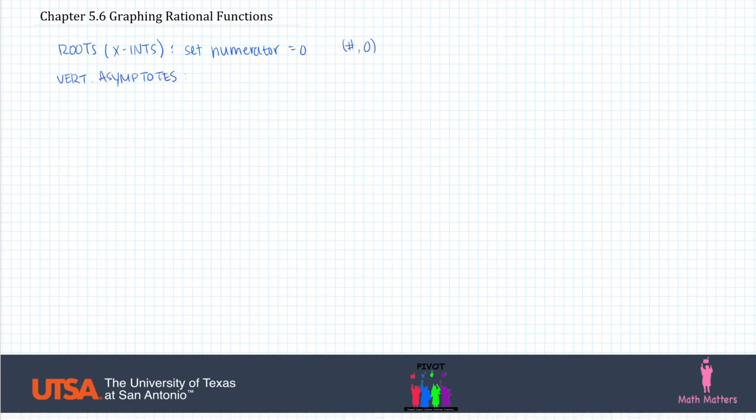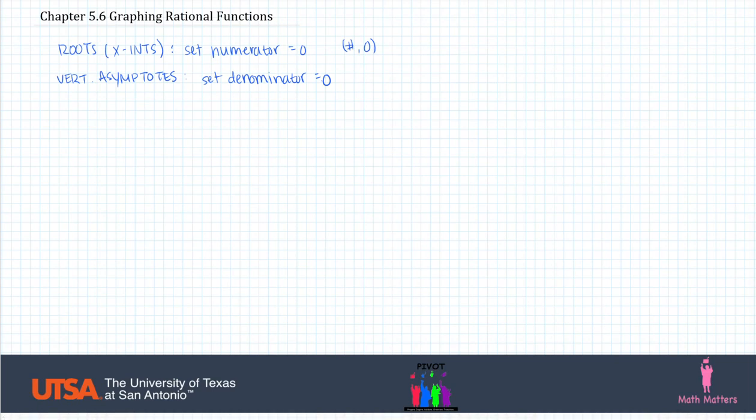Our vertical asymptotes are essentially restrictions on the domain in the graph, because wherever we have these vertical asymptotes, they are x values that cannot be used because they yield y values that may be undefined or imaginary. So we usually just set the denominator equal to 0.